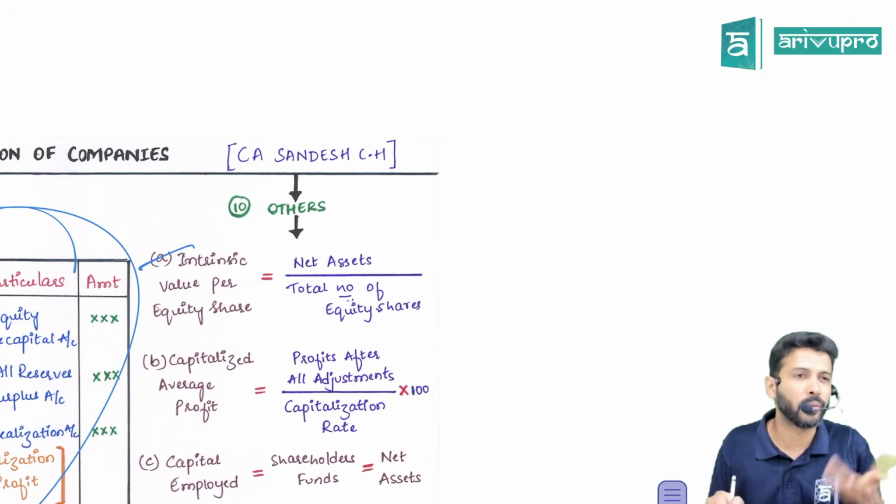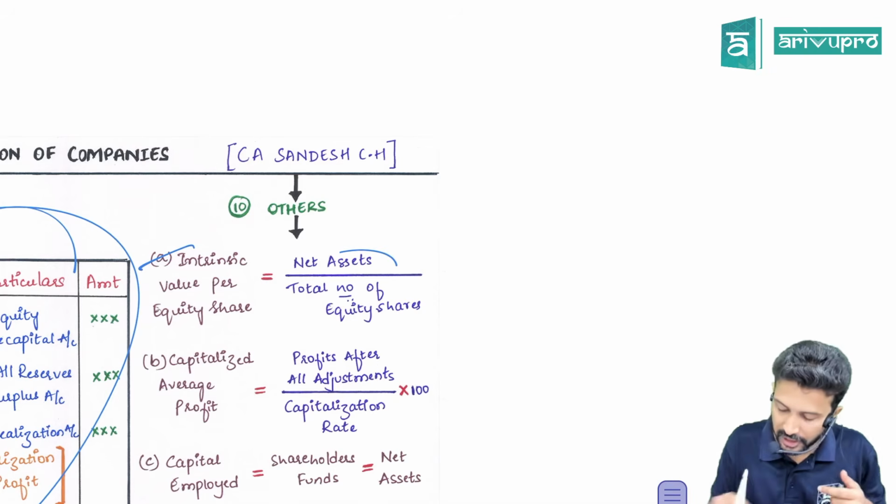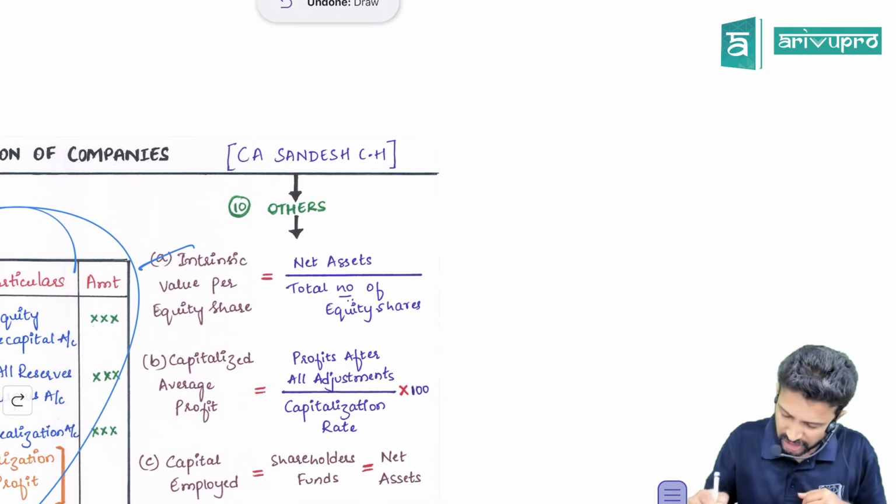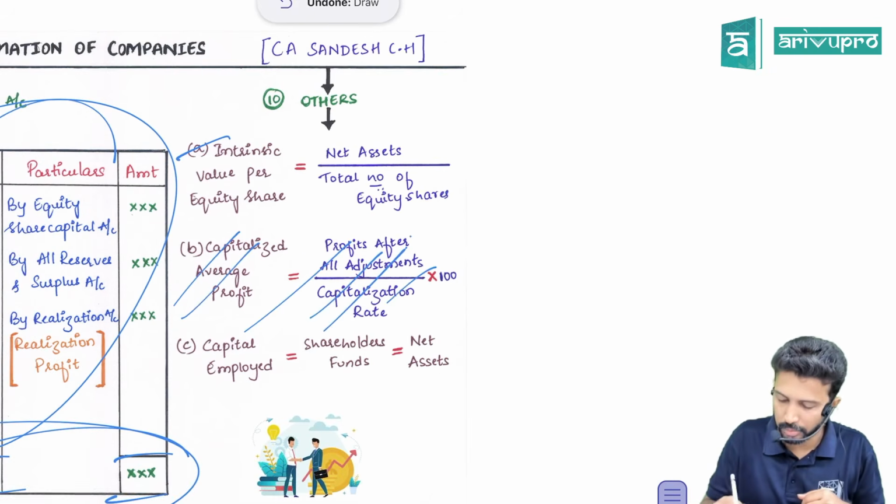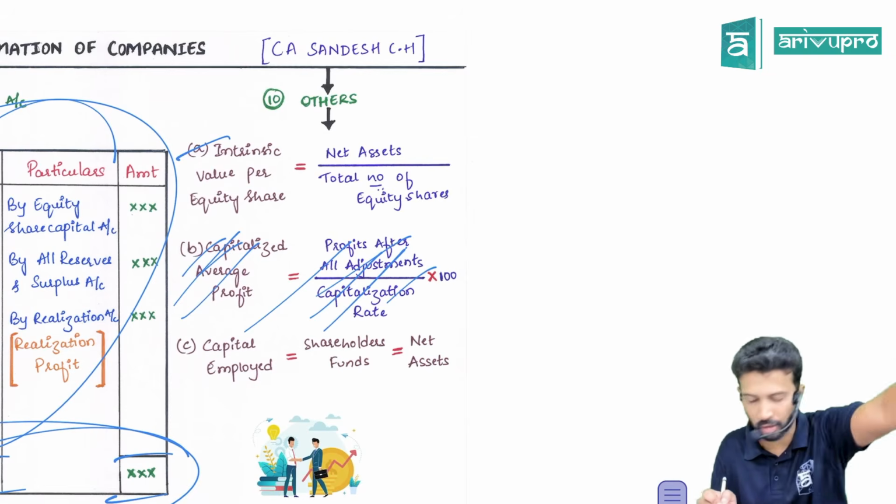Intrinsic value, how to find it out? We have already discussed. That is nothing but net assets divided by the total number of equity shares. This one you leave it. It's not required. It was some old problems that have been brought in here. It's a problem specific adjustment, not required now.